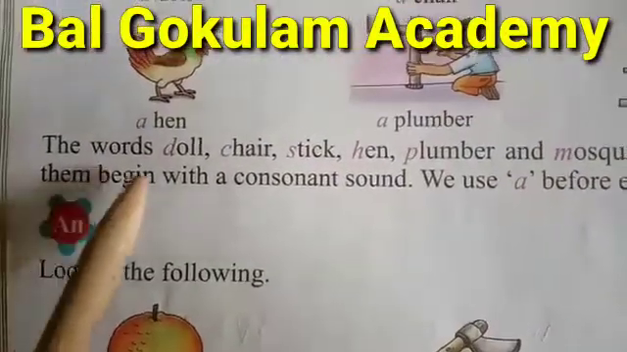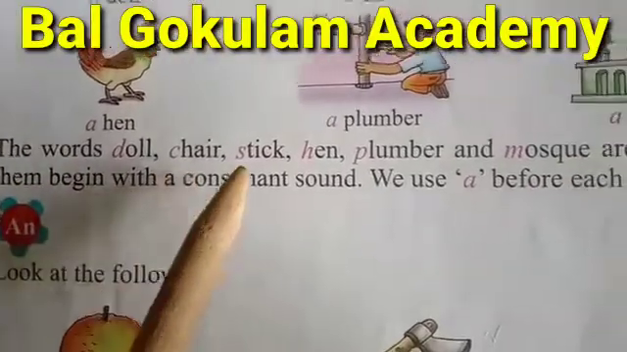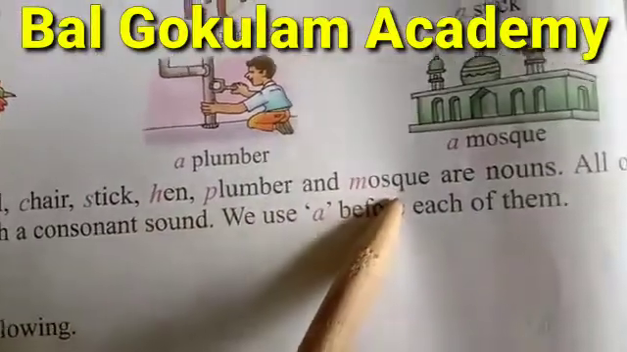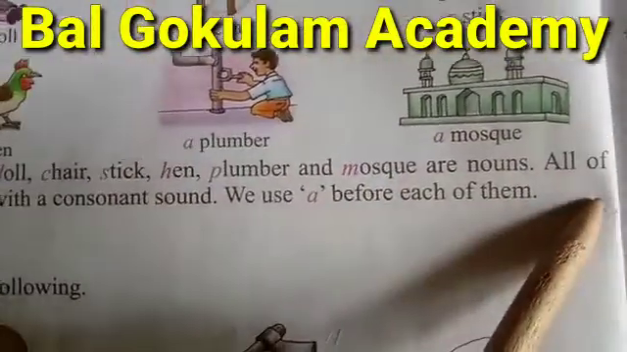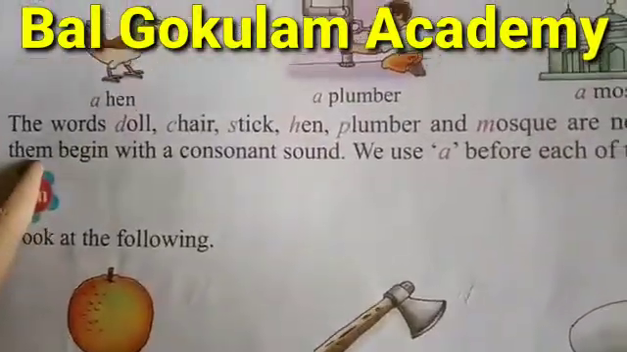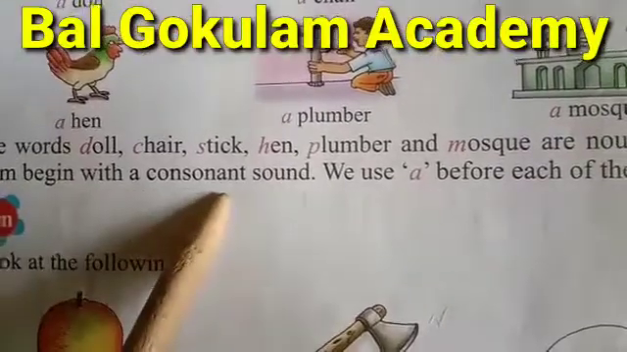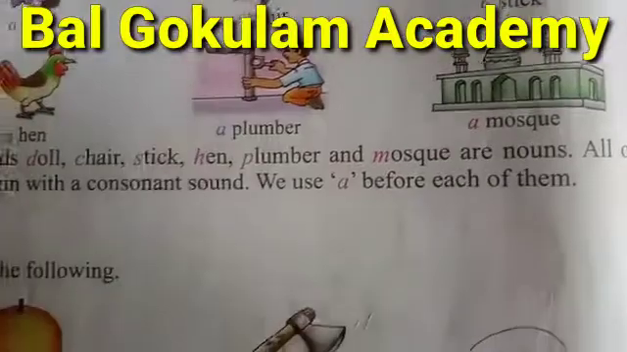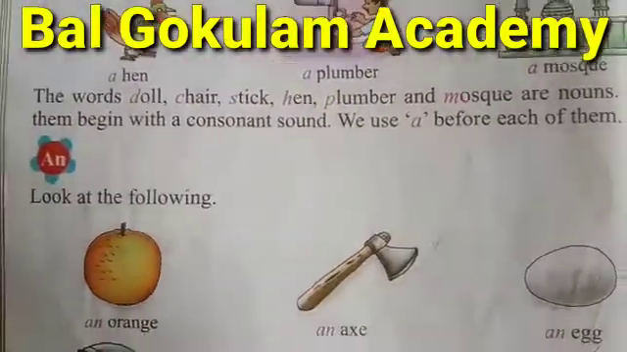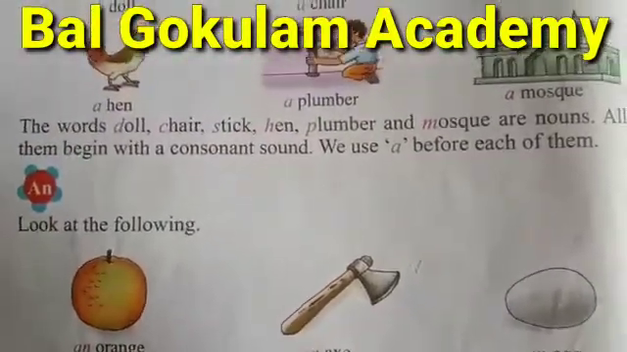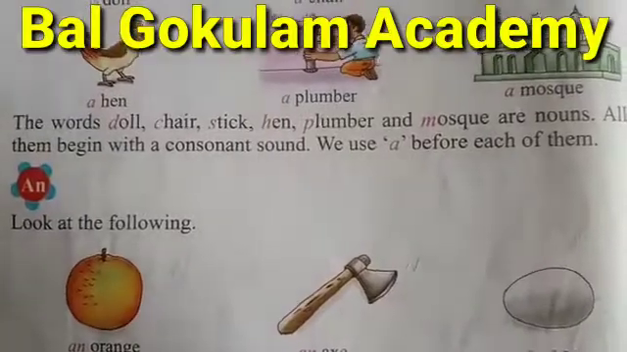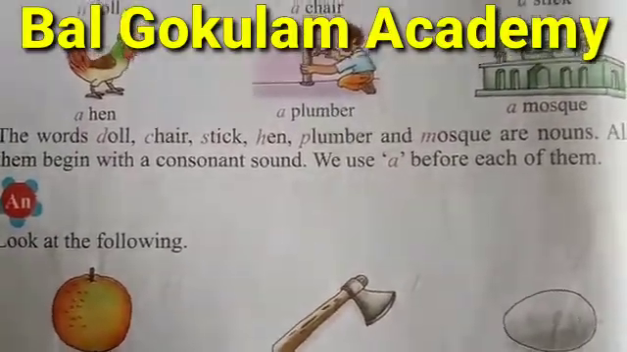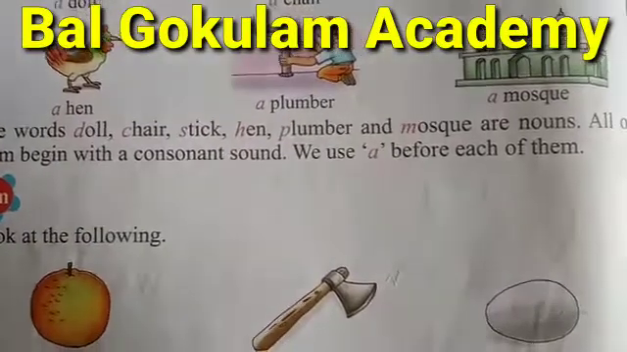The words doll, chair, stick, hen, plumber and mosquito are nouns. All of them begin with a consonant sound. We use A before each of them. So students, you remember one thing, the words which begin with consonant sound, we use A before it.